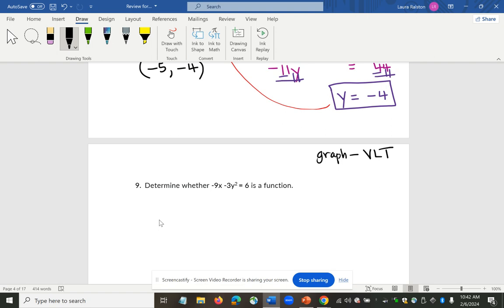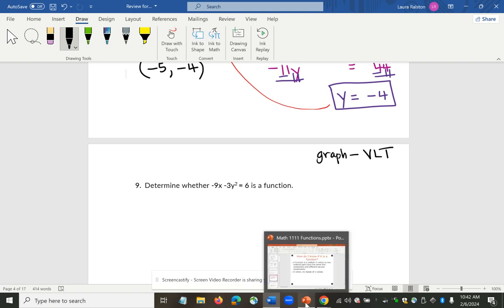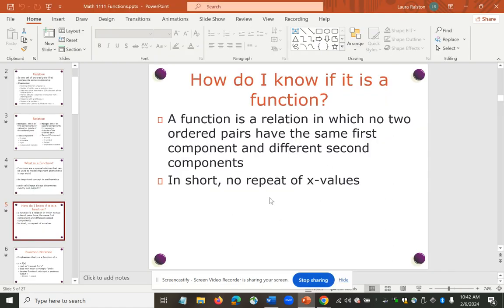Sometimes you can tell by looking at the equation itself. It's a little bit harder to do that. What I would encourage you to do is solve this equation for y, and then maybe try to create the graph or think about it from that perspective. So I'm going to solve this for y, because when you're looking at whether it's a function or not, here's what you've got to think about.